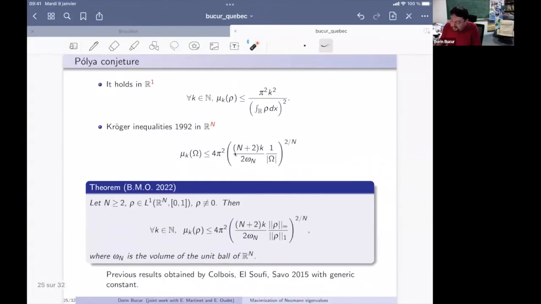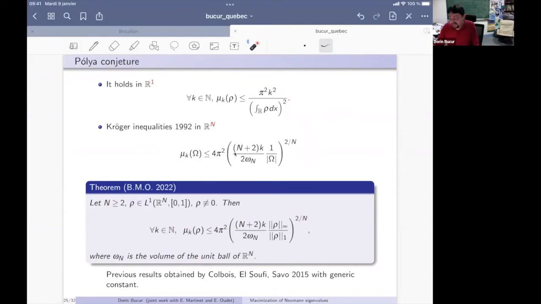And to finish with that question, is the Pólya conjecture true for densities? Well, in one dimension, we just proved it. It's true in one dimension. So the inequality holds. Well, it's not interesting, but it holds. While in higher dimension, the Pólya conjecture is not proved in general.